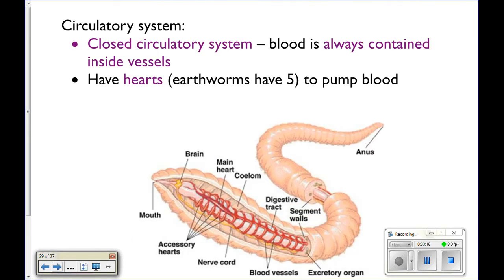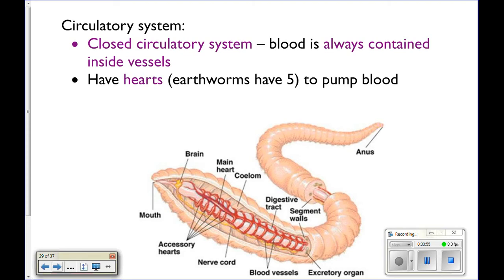Their circulatory system: they actually have a closed circulatory system. That means their blood is always contained in blood vessels, like yours, and then gets pumped by hearts around the body. Earthworms actually have 5 hearts to pump the blood. You can see on this picture, the red is their blood vessels, and their hearts are located up here. They've got 5 accessory hearts and 1 main heart. They're essentially blood vessels that can squeeze and help to push the blood around.